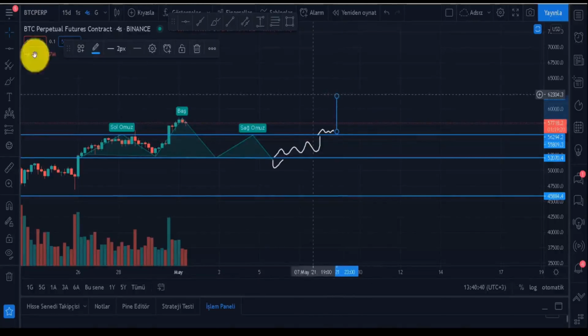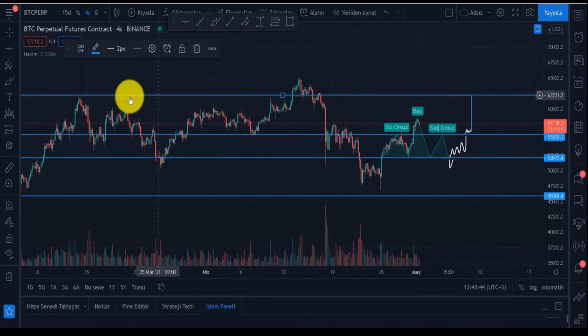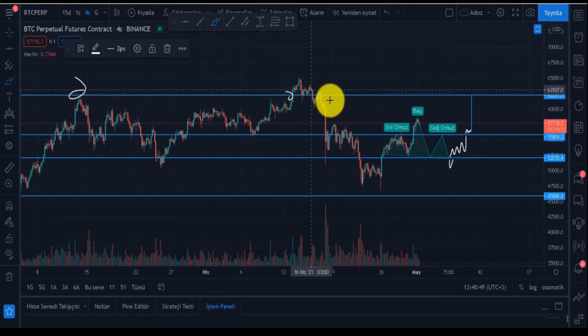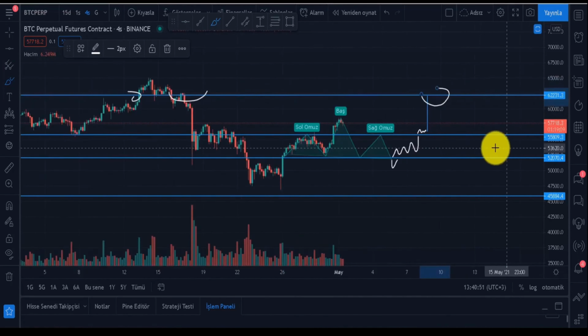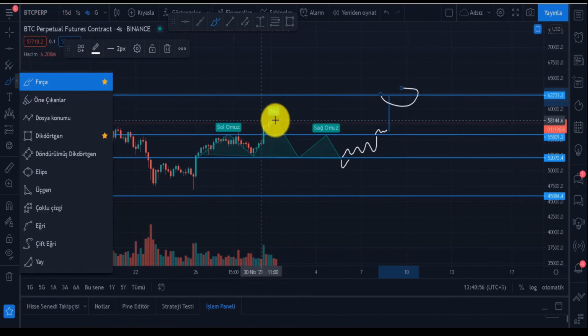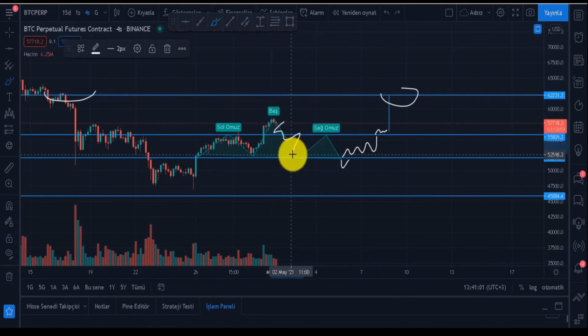Here, we can say that its target is 62,000, as we can easily see that this was a previous resistance, as you saw earlier. It has tried this place many times, and it seems like it will try this place again. Of course, if this formation occurs, it could go this way, but we are saying it would be this way. The head and shoulders formation looks like this, friends.